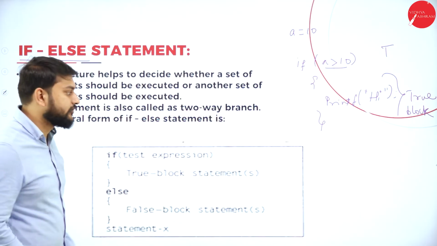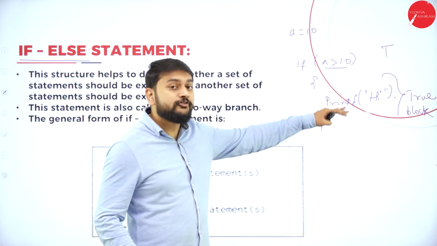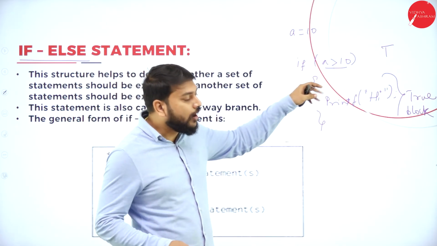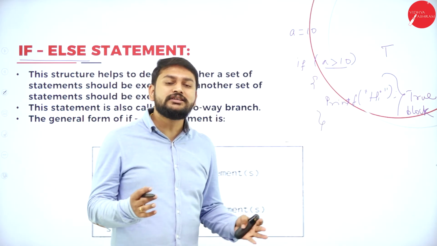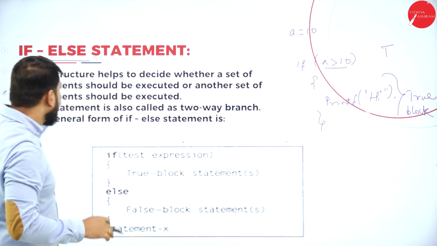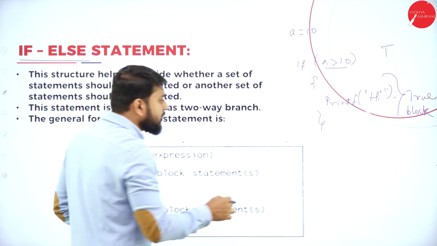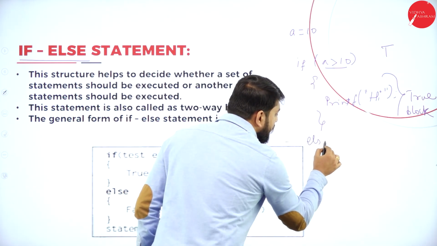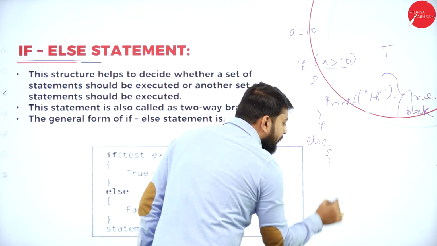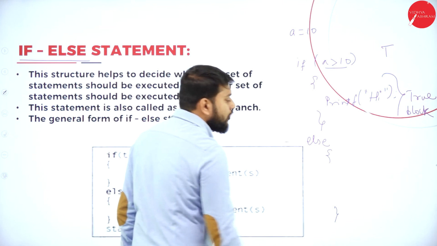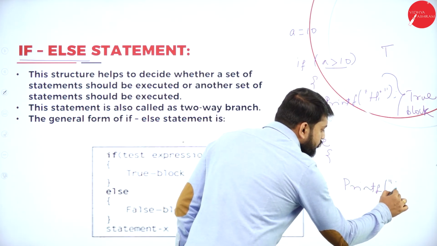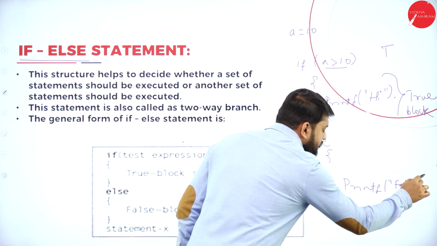What is the syntax of this? I have called this the true block. How exactly should I add the else block? It's simple. When I have if-else, you just write the else part here. The keyword you write is else. Then you open the parenthesis and close the parenthesis. Here you can write whatever statements you have. Print F, so false. I'll just print false.